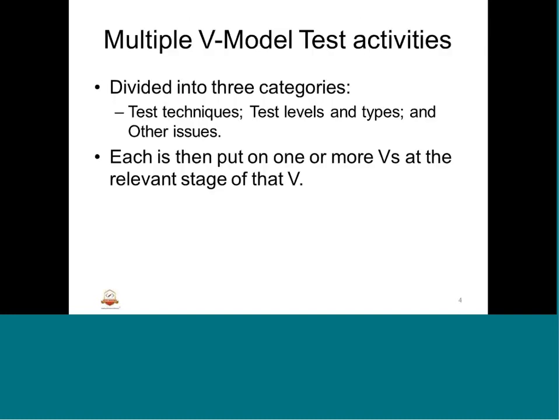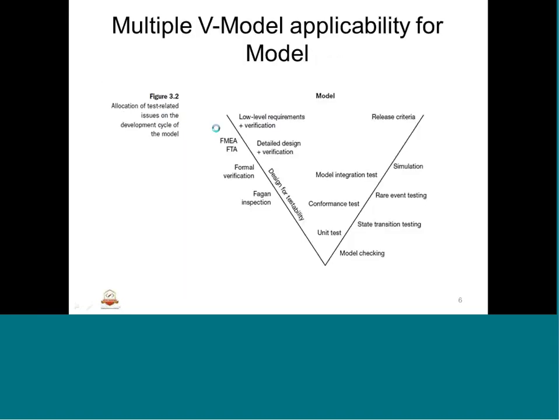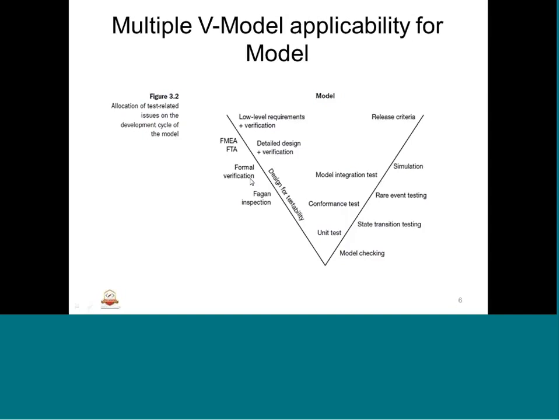So now we consider only the first one, model, multiple view model applicability for model. That means what are these? This is an example. Out of this, how much we can draw for the model. So that is nothing but allocation. It is called allocation of test related issues on the development cycle of the model. So low level requirements and verification, detailed design verification, design for testability. So all this will be on the left hand side.